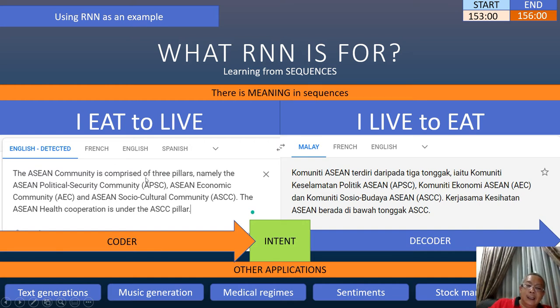understands what is the meaning inside the English words, and then tries to derive what is the intention of this meaning. Okay. So once it has the intention, only then does it decode it back again into Malay. So this is called the coder-decoder model, where there is an intent in the middle. So the coder tries to get the intent, and the intent is then decoded back into here.